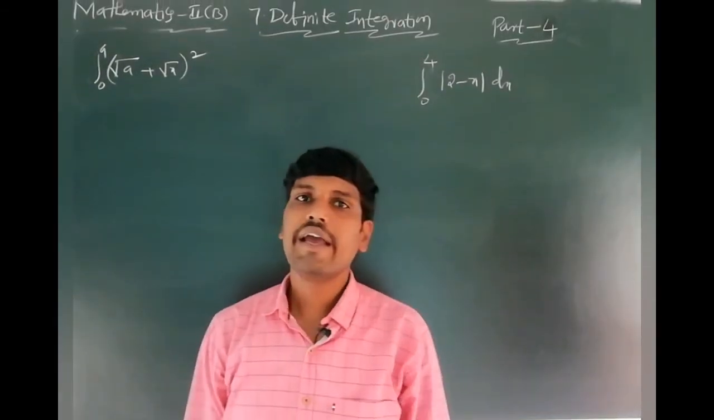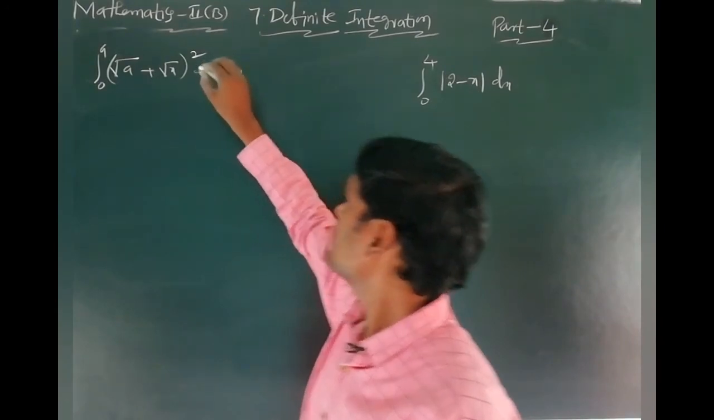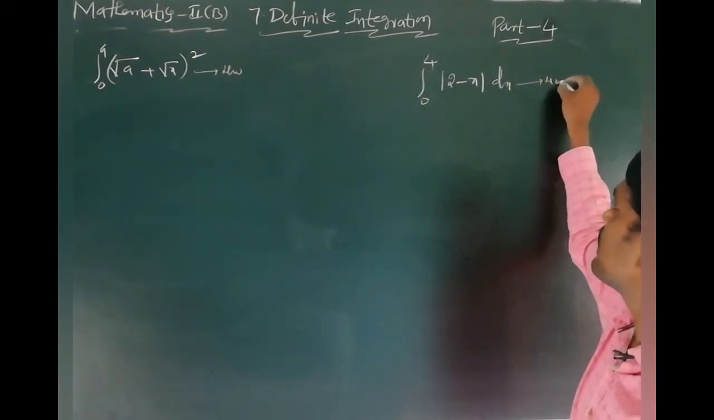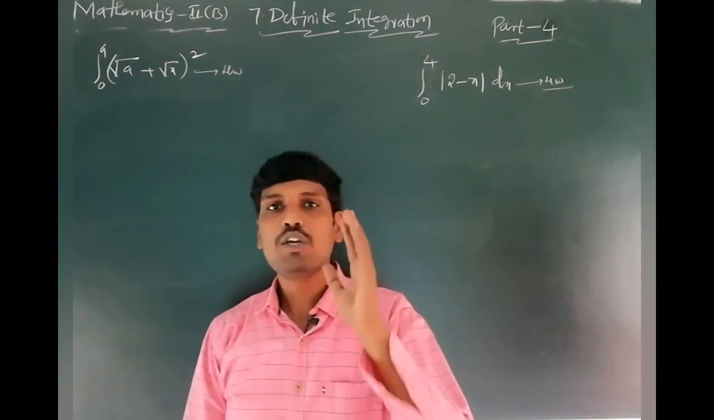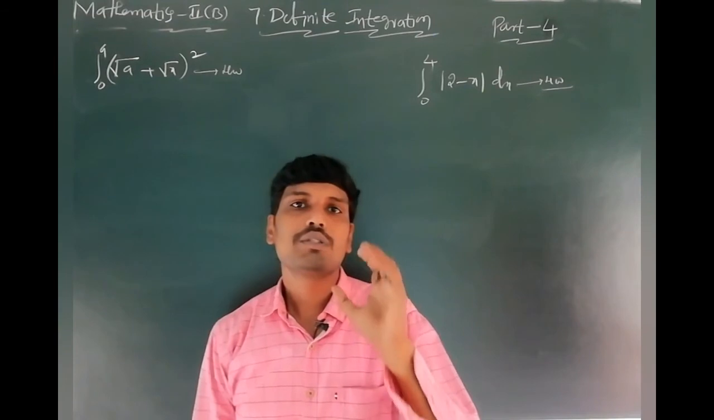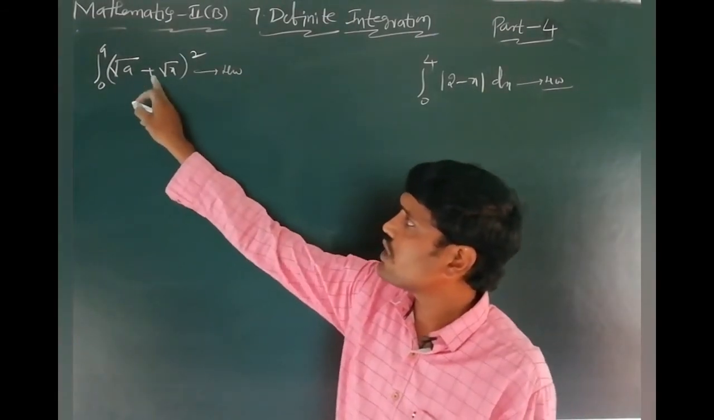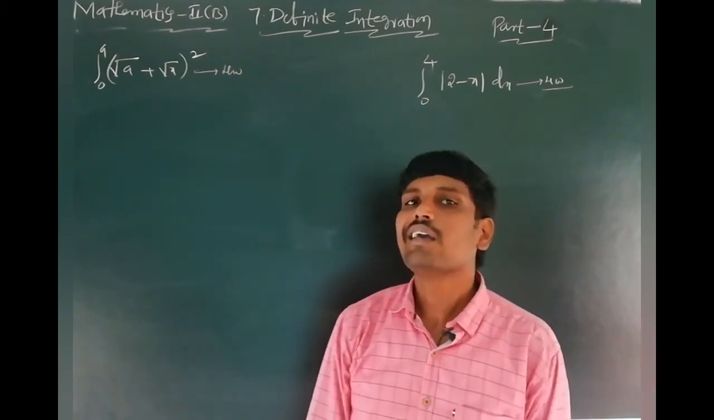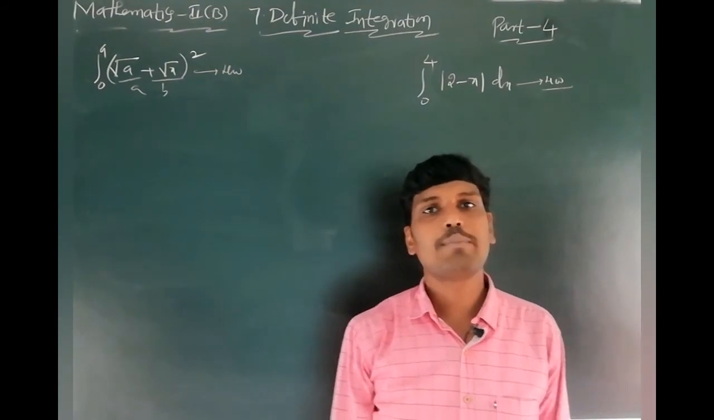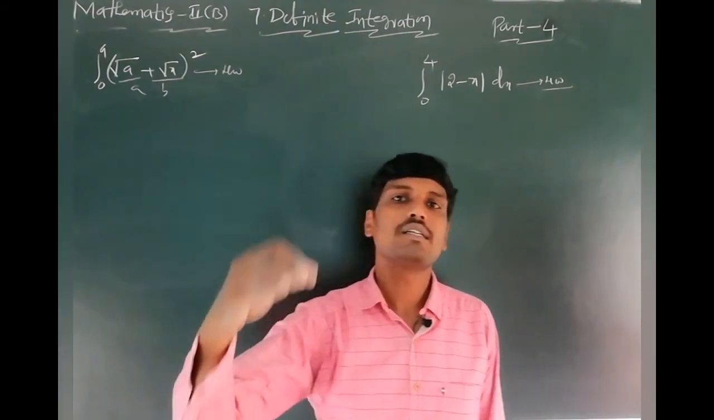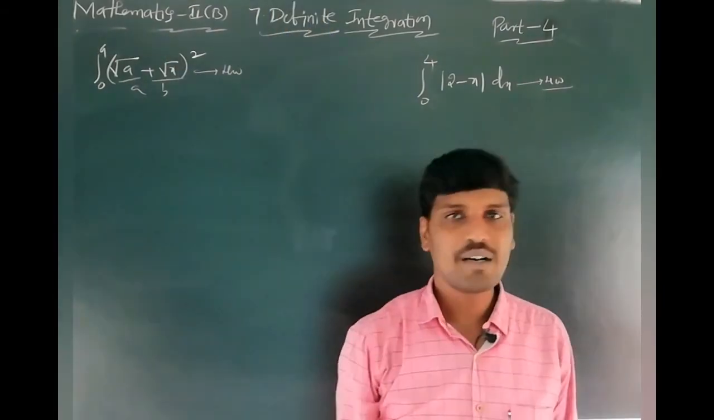Next, today's assignment or homework problems. These are homework problems. This is also a homework problem. For these two homework problems I give some hints. By using this hint, do this problem like the previous problem model. First problem hint: square root of a plus square root of x whole square. Here you can use the a plus b whole square formula: a square plus b square plus 2ab. After that, separate the integration of each term. This is the hint for the first problem.